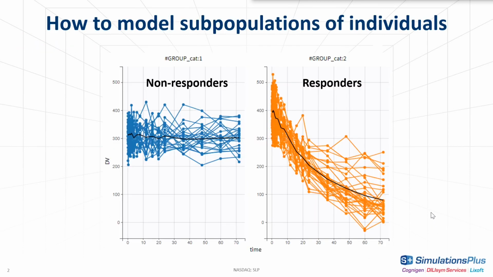Mixtures of models are useful to represent subpopulations of individuals with different dynamics, for example, responders and non-responders to a given treatment. Here is such an example where we see clearly the difference in the outcome measured in the data. It seems that the responders' data can be captured with an exponential decrease, while the non-responders' data seem almost constant.